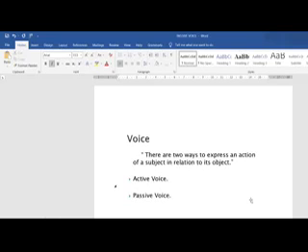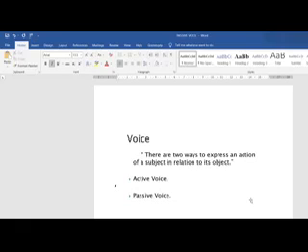Dear students, today we are going to start a very interesting and very important chapter, and that is the change of voice. Generally, there are two ways to express an action of a subject in relation to its object. Remember one thing, this relation between the subject, the object and the action, the way the action is being performed by the subject, is actually what we call voice.